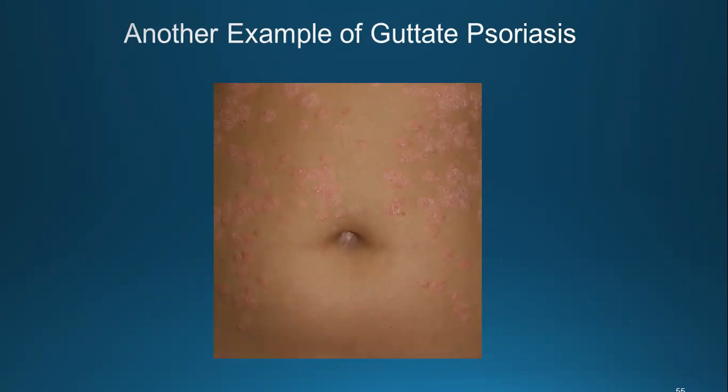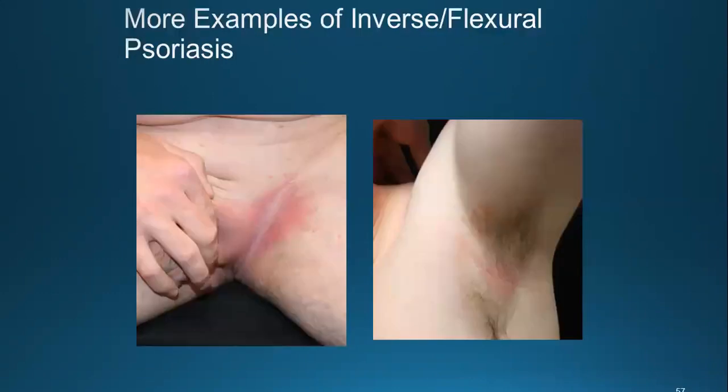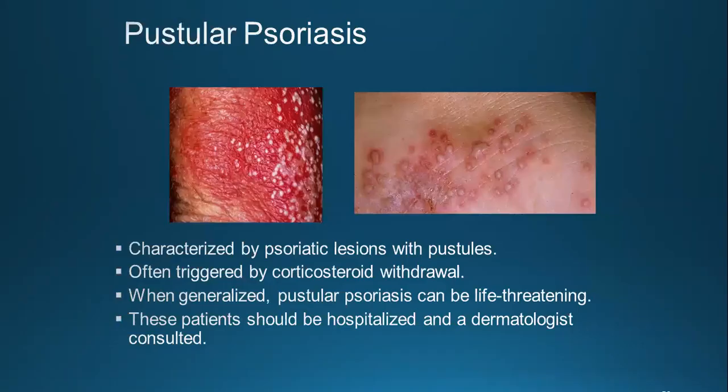The large plaque is just minimized. Inverse or flexural psoriasis: erythematous plaques in the axilla, groin, inframammary region, other skin folds. It may lack scaling due to moistness of the area. More erythema is present. Inverse psoriasis, more pictures.